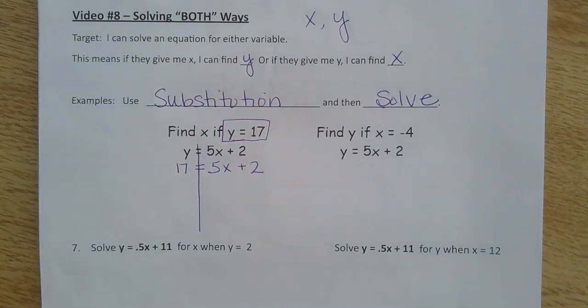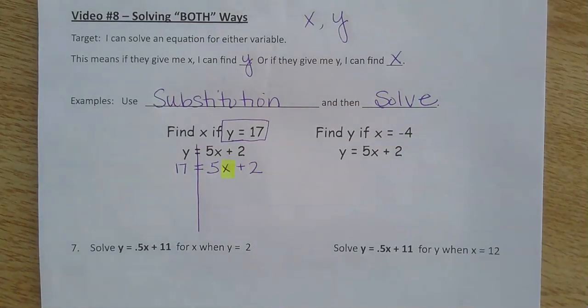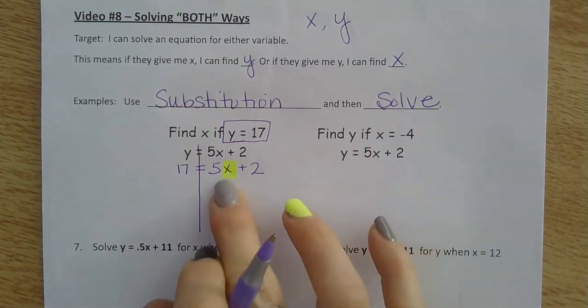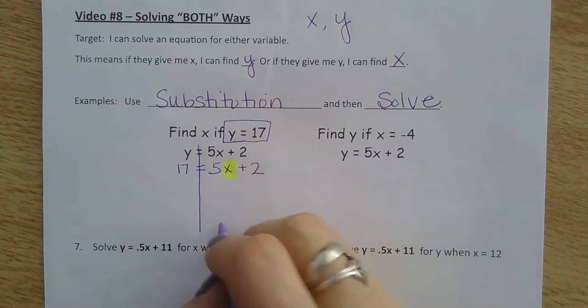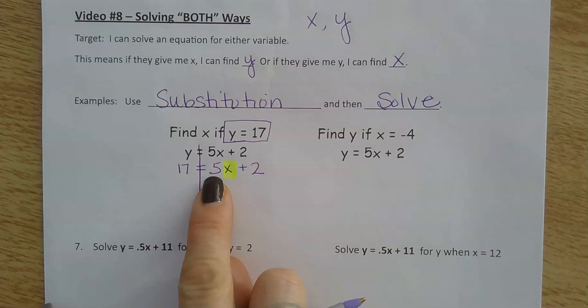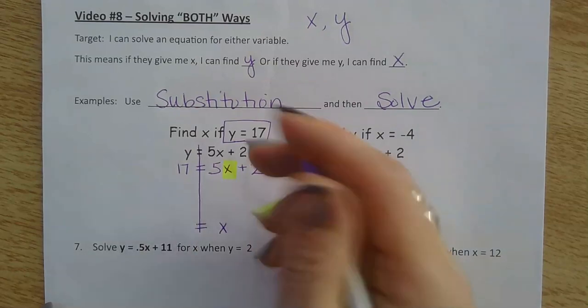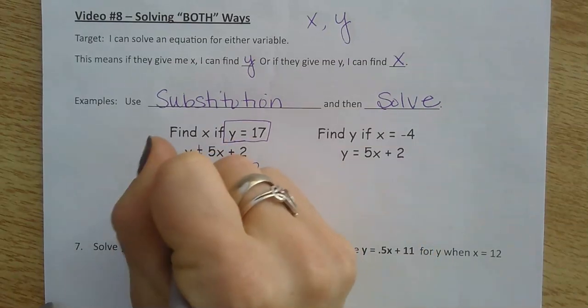So now the variable that they want me to find is x. It is mixed in with the 5 and the 2. I need to get this x by itself. Remember, that is always our goal when we're solving an equation. So this is just a normal two-step equation now. Cancel adding and subtracting first. So minus 2, minus 2.